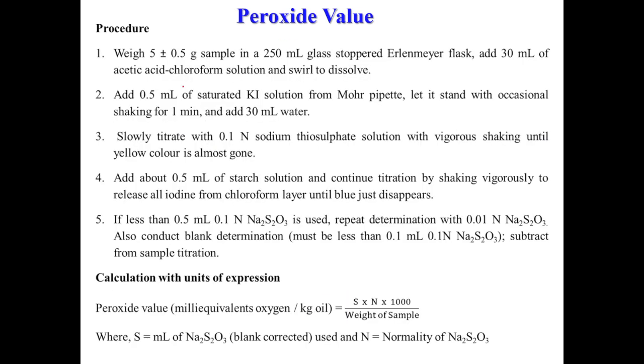Now let us see the procedure. Simply you have to take 5 plus minus 0.5 gram sample in a 250 ml glass stoppered Erlenmeyer flask, and then you add 30 ml of the acetic acid chloroform solution and swirl to dissolve. Okay, so initially first you take 5 gram or 5 plus minus 0.5 gram of the sample in a 250 ml glass stoppered Erlenmeyer flask, and then you add 30 ml of acetic acid chloroform solution and swirl to dissolve.